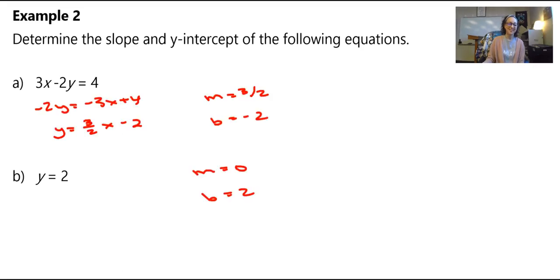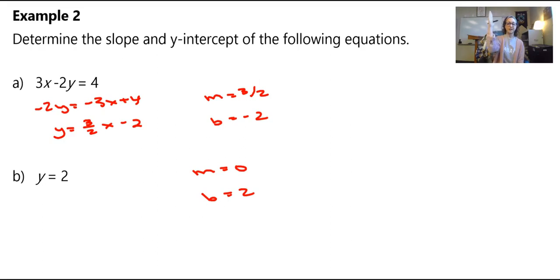All right, answers are on the screen. Just put a little check if you got it right with your pen. If you got it wrong, correct it. Do keep in mind that for part B, that line is a horizontal line going through the y-axis at 2, so slope is 0.